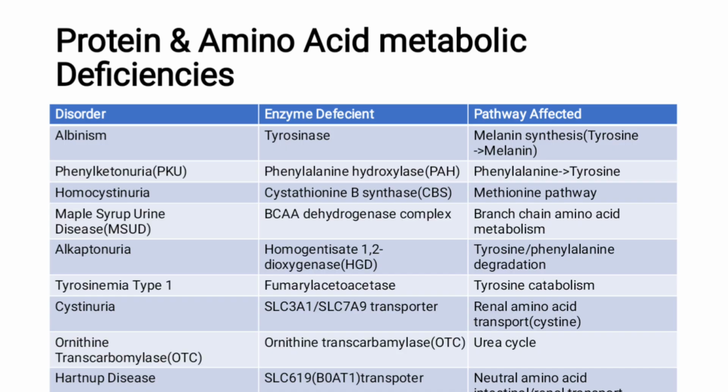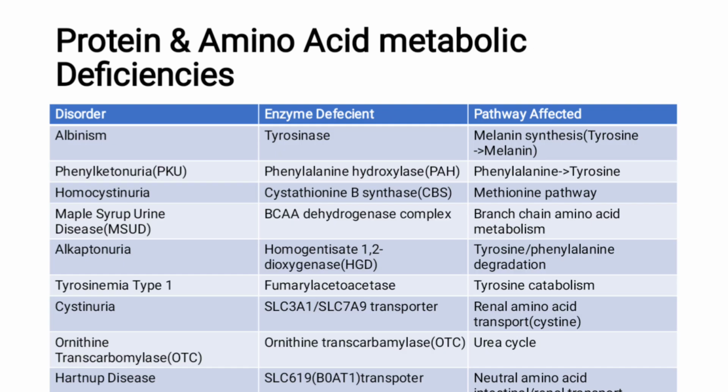So firstly, this is a summary table for protein and amino acid metabolic disorders. Okay, so this is very simple. Just know the disorders, the enzyme deficiency and the pathway affected. I feel with that you're good to smash your BCH MCQ.